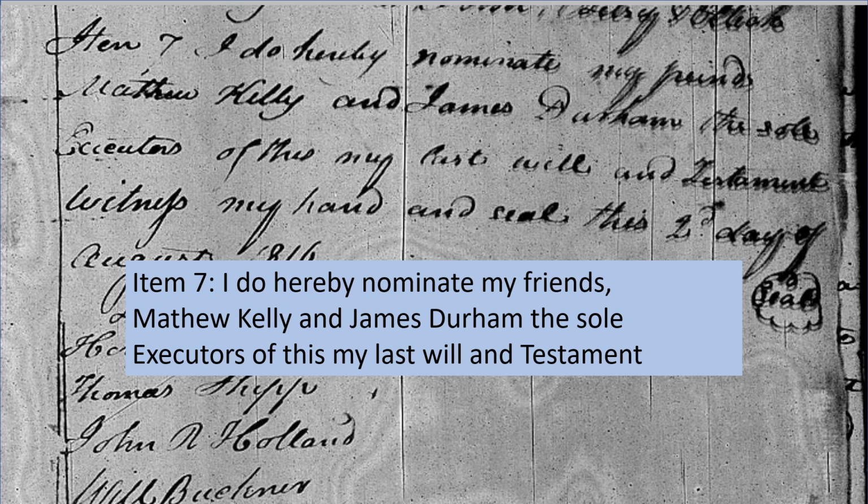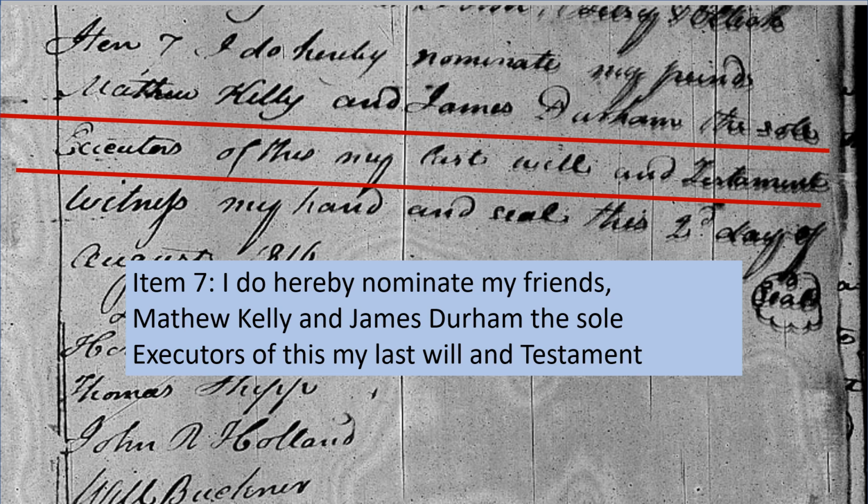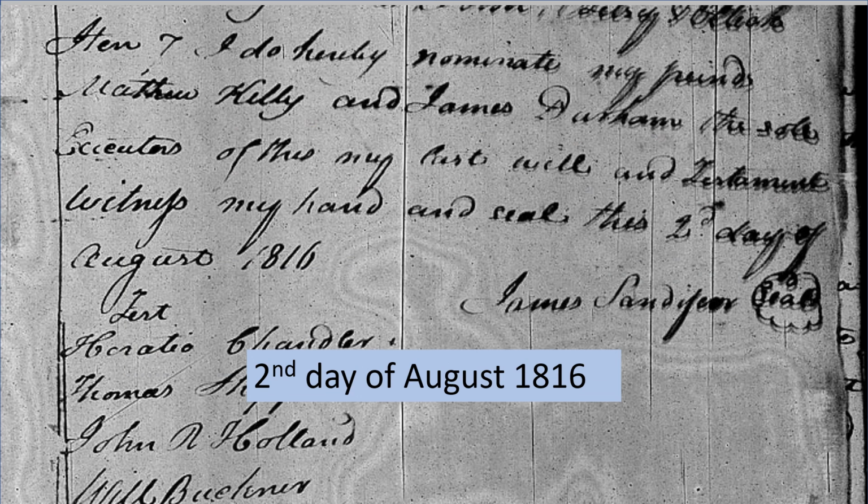Item 7. He names those he would like to be his executors of his will. "Matthew Kelly and James Durham, the sole executors of this my last will and testament." He then gives the date of the will, which was the 2nd of August, 1816.